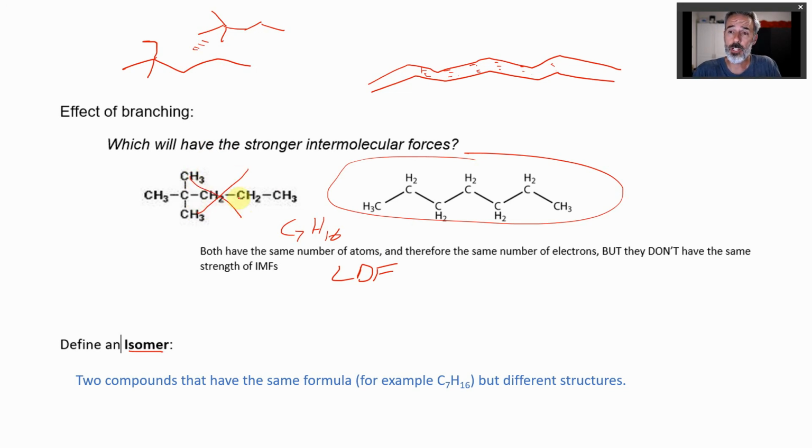The more branching there is, the less surface area, the further away those LDFs have to act, and the weaker they're going to become. So straight chains always work better than branched chains. And of course, the longer the molecule, the more electrons you have in it, the more London dispersion forces you can have. All right, so we're going to do a couple of questions to see if you grasp this idea of London dispersion forces, and then we'll continue on to hydrogen bonding in the next lesson.